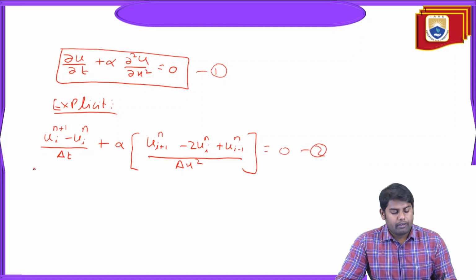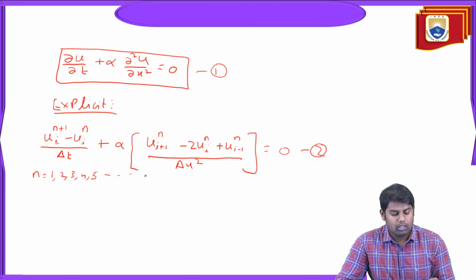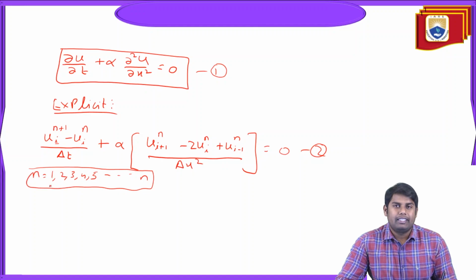Here you can see equation 2. What are the terms we have? The subscript i indicates the index notation, which is for the x direction. The superscript n indicates the time level. Let us take n as 1 second, 2 seconds, 3 seconds, 4 seconds, 5 seconds, and so on, n seconds actually. So the n value will vary in this way. Basically this is the time, taken in terms of seconds.